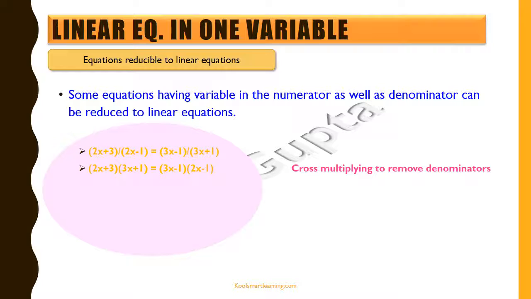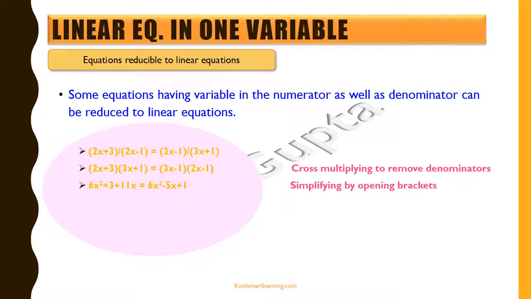So what we do is cross multiply the two sides, and we get (2x plus 3) multiplied by (3x plus 1) equal to (3x minus 1) into (2x minus 1). Simplifying the two sides, we get 6x squared plus 3 plus 11x is equal to 6x squared minus 5x plus 1. And again, looking at this, it does not look like a linear equation.